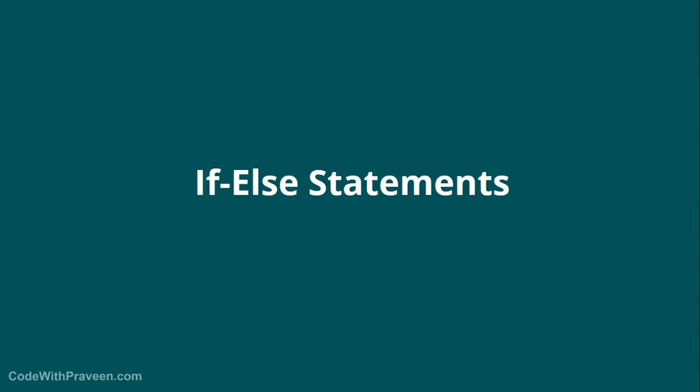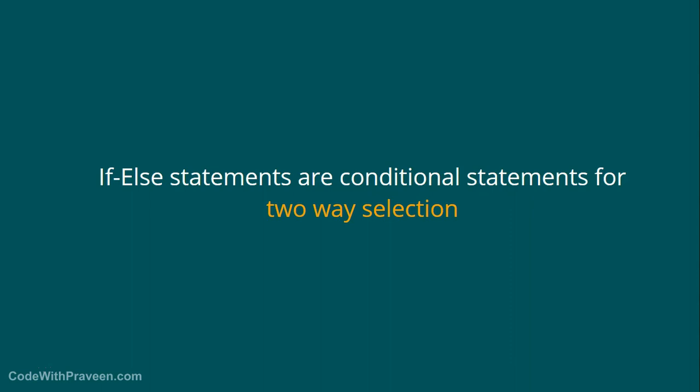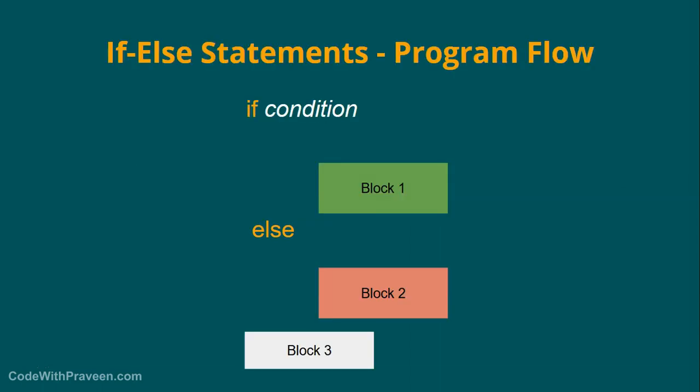Now let us check if-else statements. If-else statements are conditional statements for two-way selection. We saw in the previous video that if statement refers to a one-way selection. Now if-else refers to a two-way selection. Check out this block diagram. Let's see what happens in case of a program flow for if-else statements. Basically what we are trying to achieve is one block should get executed when the condition succeeds, and the other set of blocks should get executed if that condition fails.